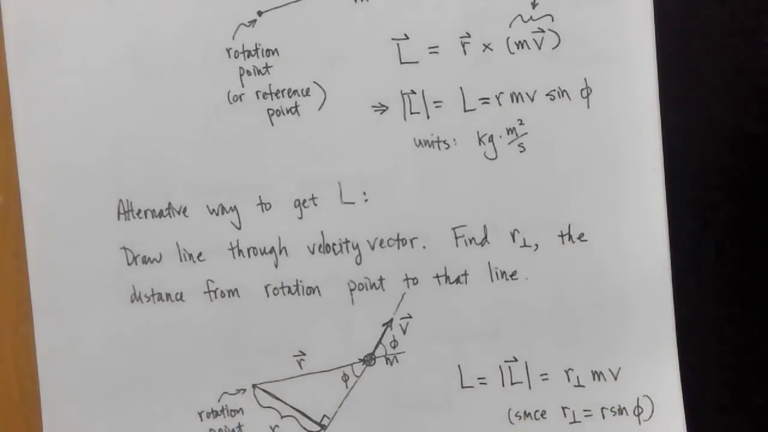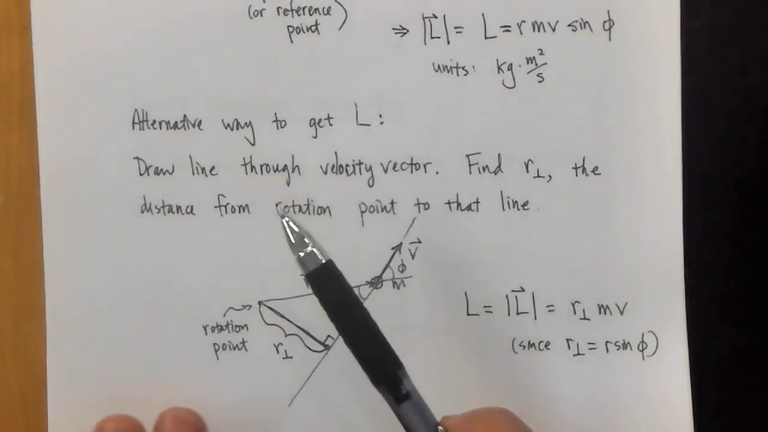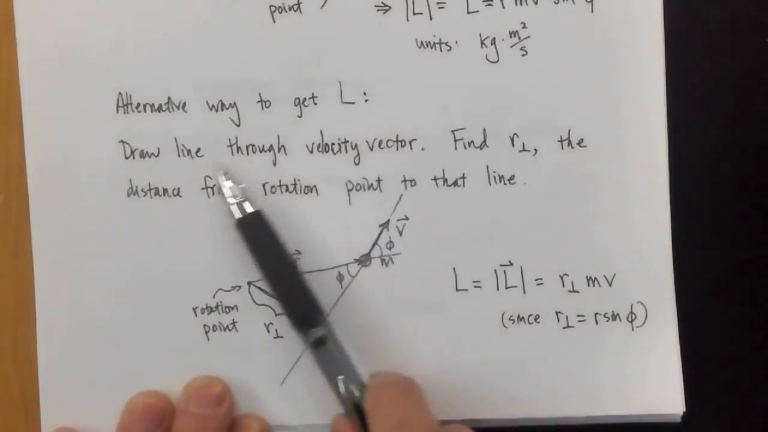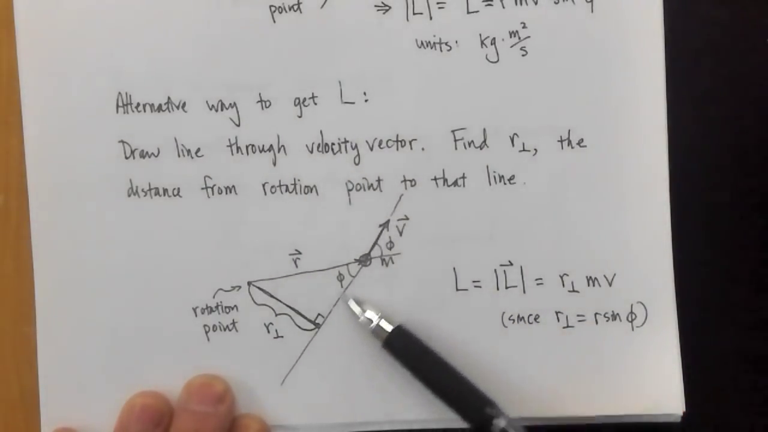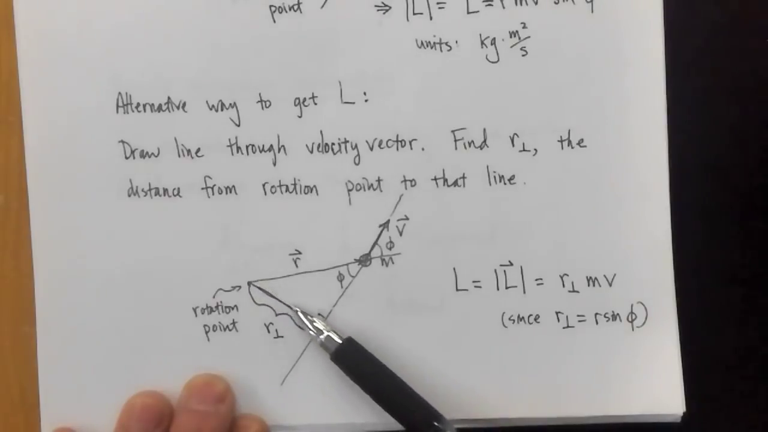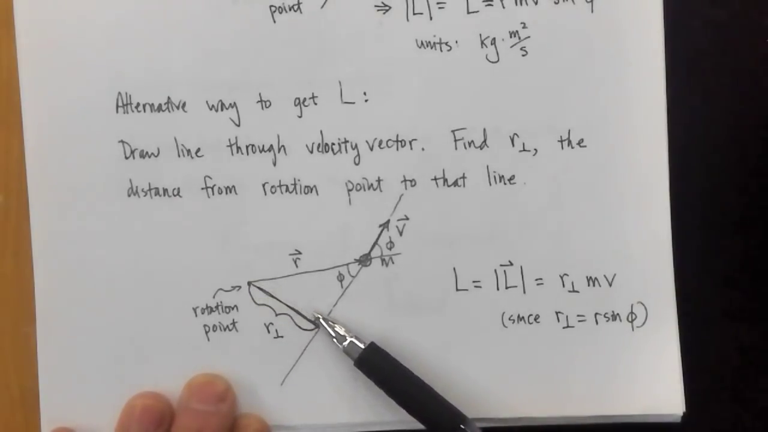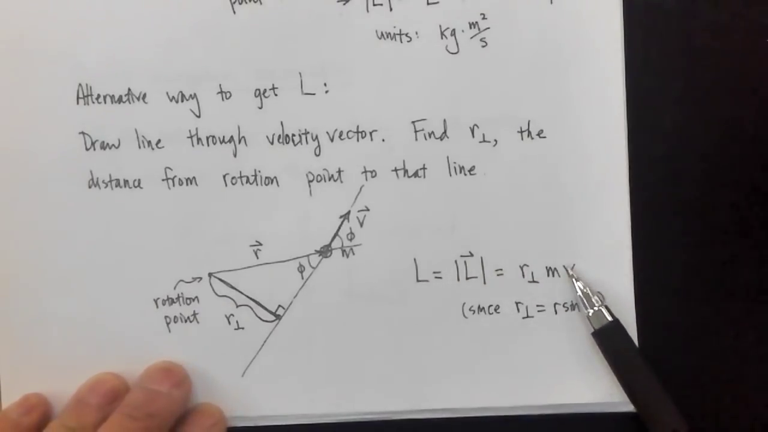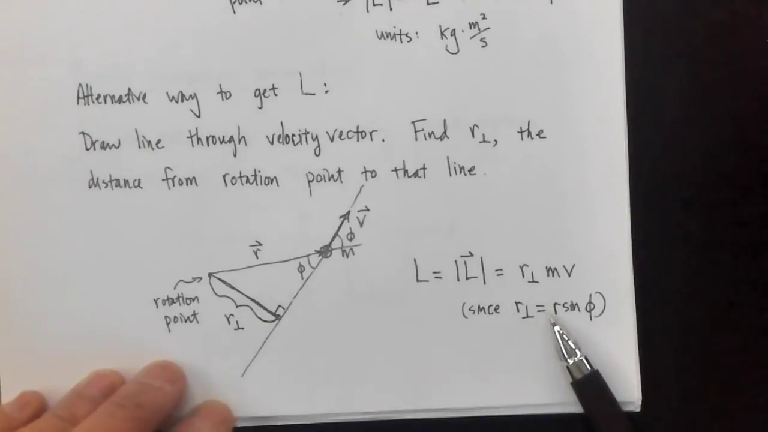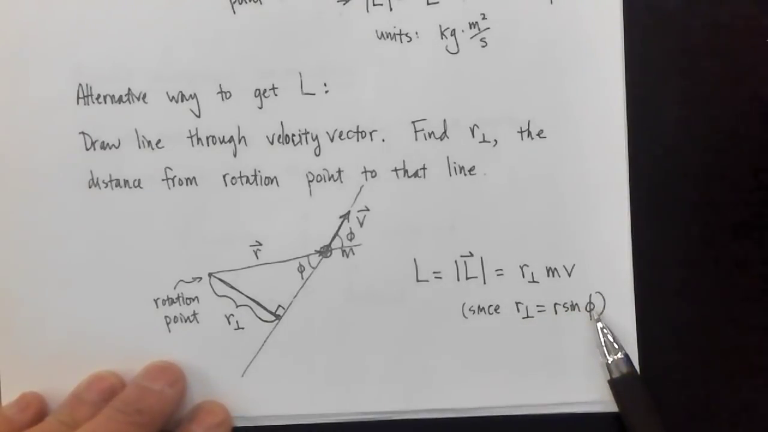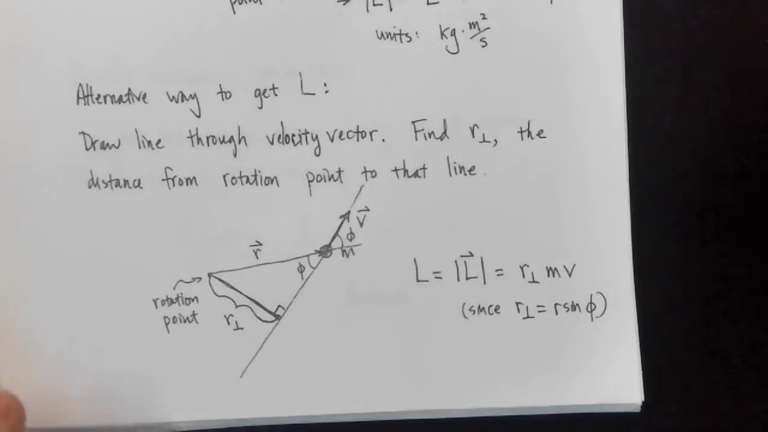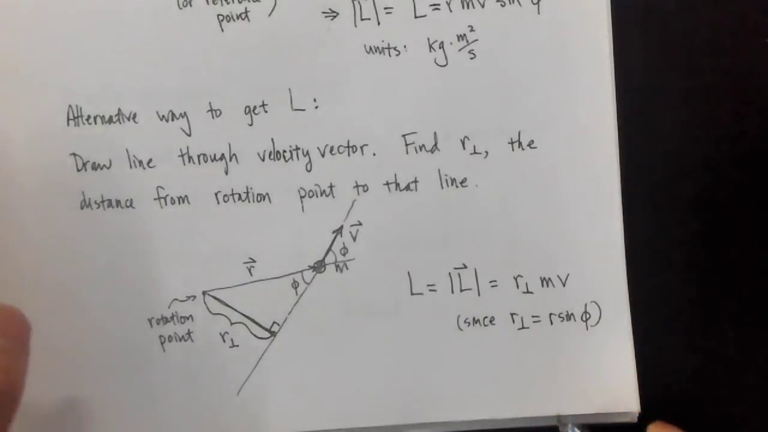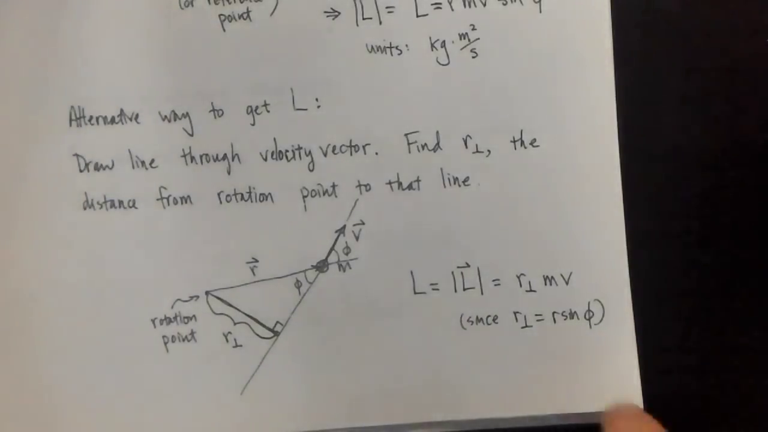Okay, now if you want, you can get an alternative way using r perpendicular. It's the same idea as with the force for torque, right? You draw a line through the velocity vector, and then you can get r perpendicular again, the distance between the rotation axis and that line. And then you can write down L as r perpendicular times m times v. It's the same kind of idea. That works because r perpendicular is r times sine theta. So that's a shortcut if the velocity is either horizontal or vertical. Okay, any questions so far?